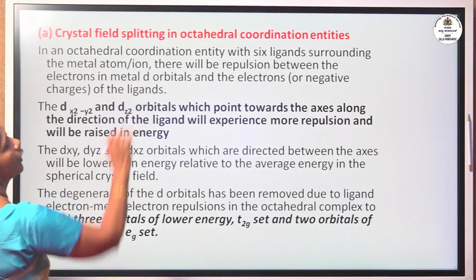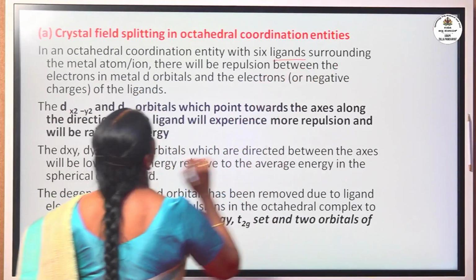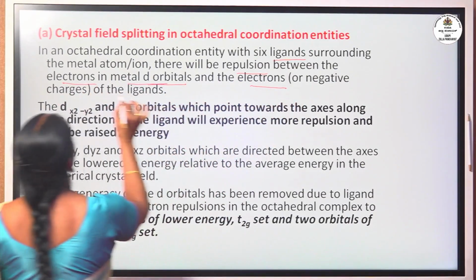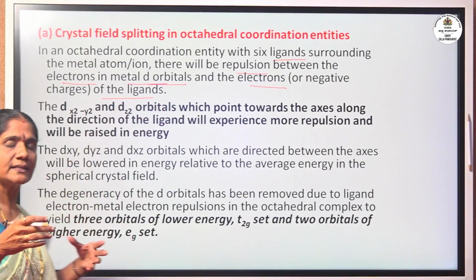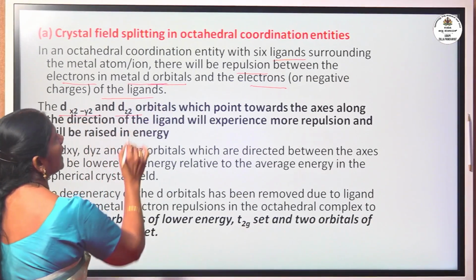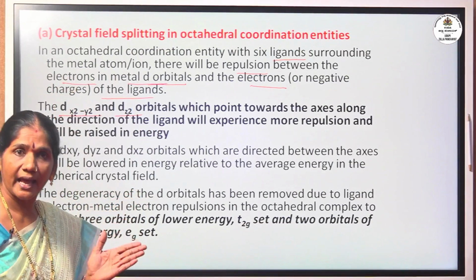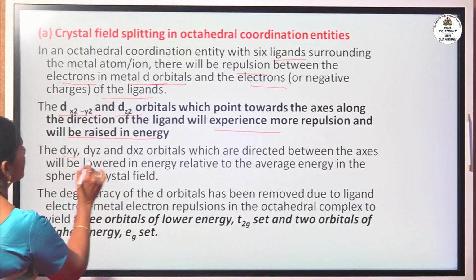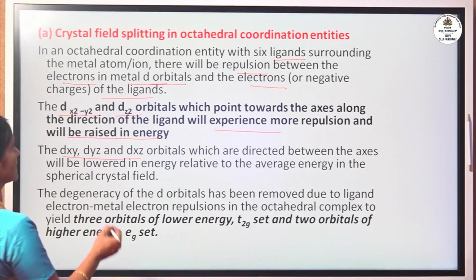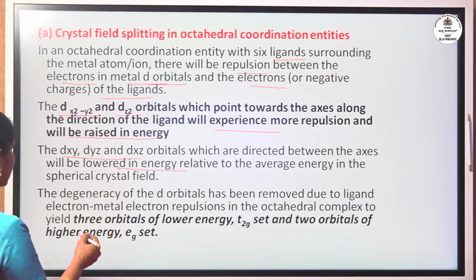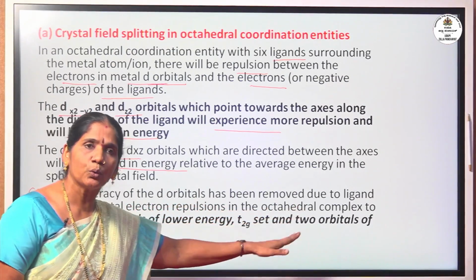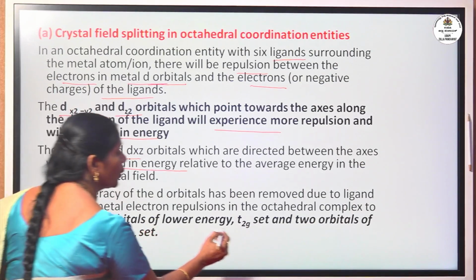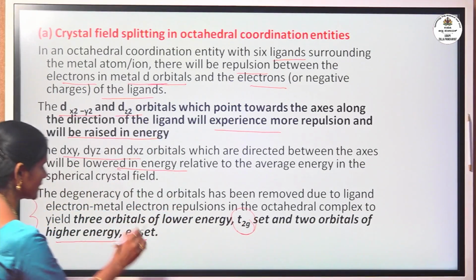In an octahedral coordination entity, when 6 ligands approach the metal atom, electron repulsion takes place between the electrons of the metal d orbitals and the electrons of the ligands. When the ligands approach in an octahedral manner, these two orbitals come directly in the same direction. Their lobes are along the axes where the ligands approach, and they experience more repulsion and are raised in energy. Whereas the 3 orbitals whose lobes are in between the axes are lowered in energy relative to the mean energy. So the degeneracy of the d orbitals is removed due to the repulsions of electrons, and they split into 2 sets: 3 orbitals of lower energy called the t2g set and 2 orbitals of higher energy called the eg set.